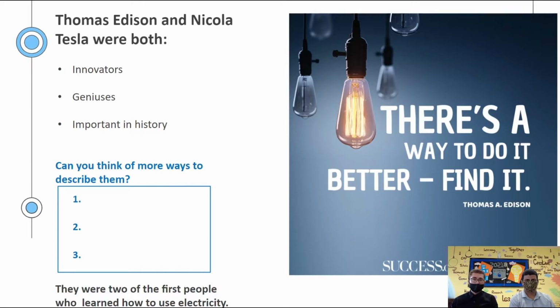So Thomas Edison and Nikola Tesla were both innovators, geniuses, and important in history. Can you think of more ways to describe them? This is basically an exercise for adjectives in English. Think about an emotional adjective. Don't say tall, short, fat, big. Those are physical adjectives. So think of words like intelligent, clever, smart, innovative. Innovator is already there, but think about other ways you can describe them.